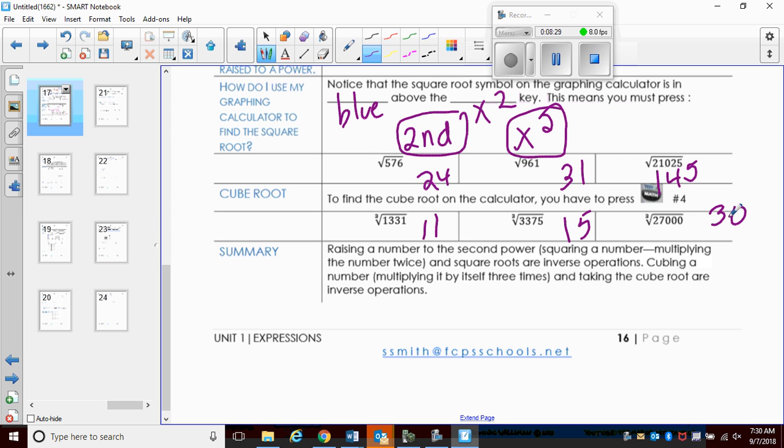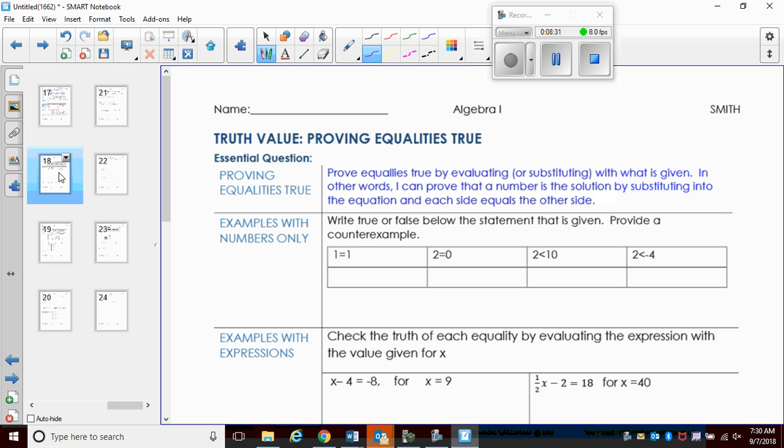Okay? So the next section is going to be truth values. When we're proving equality is true, we do it by evaluating or substituting with what is given. In other words, you can prove that a number is a solution by substituting in the equation, and each side equals the other side. So if 1 equals 1, so here 1 equals 1.